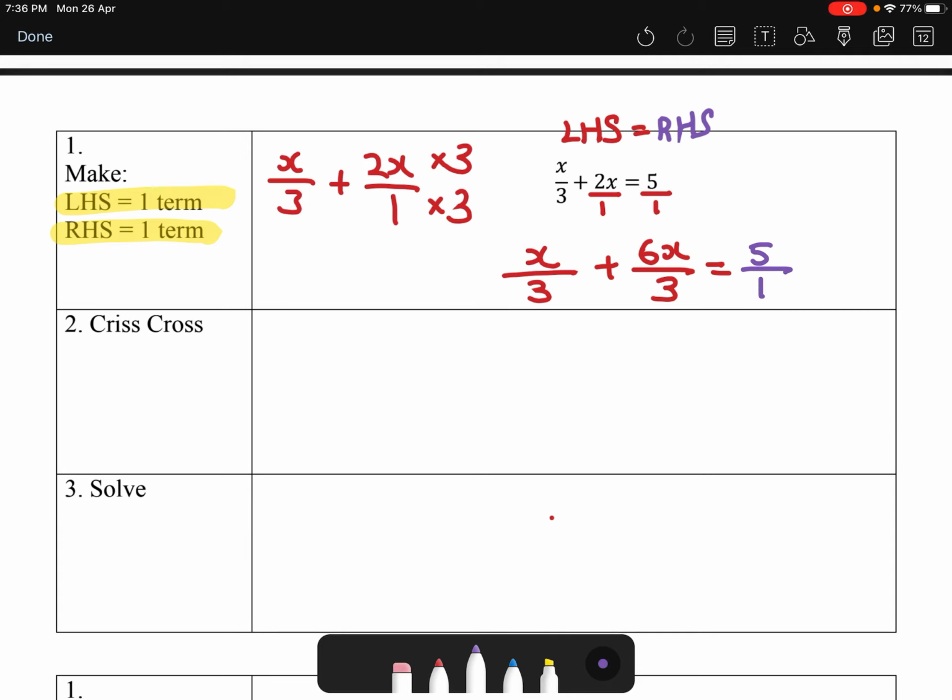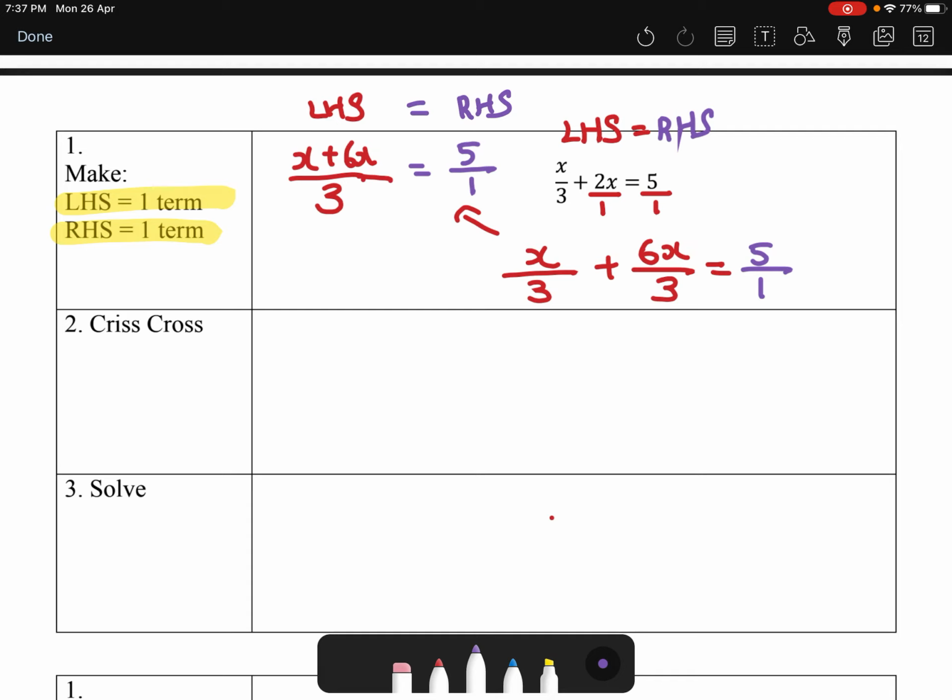So for the left hand side, the denominator now is the same, so it's just 3, right? And then you have x plus 6x. So now you completed the first step. Notice that my left hand side now is only one term, and right hand side is only one term. So I completed my first step.